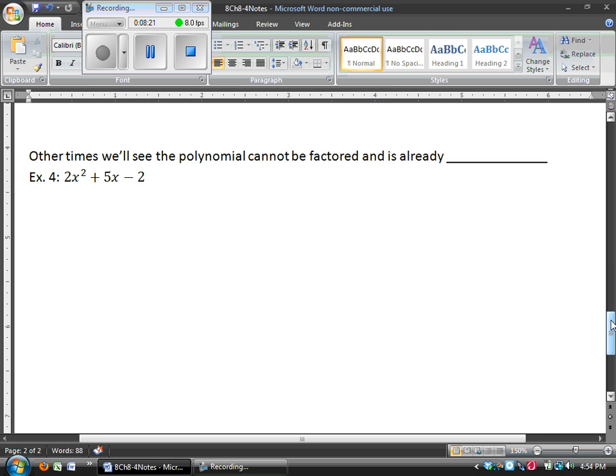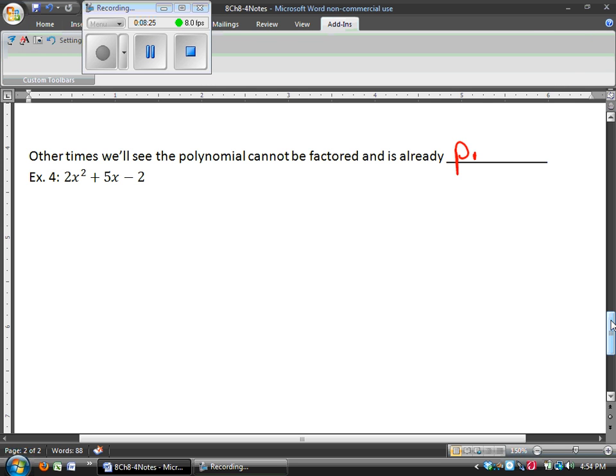Sometimes we'll see that polynomials cannot be factored and they're already considered prime, meaning there's no two things that multiply together to get the other one. Okay? So if I have 2x squared plus 5x minus 2, we're going to take the first times the last, 2 times negative 2 to get negative 4.